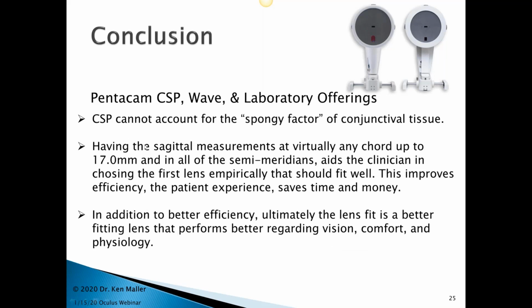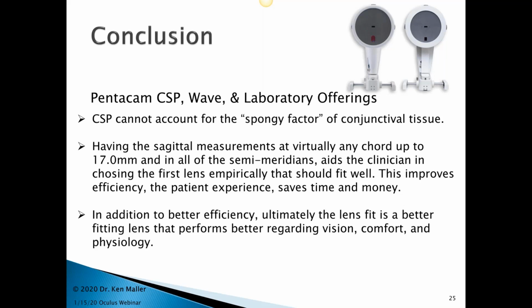The one thing the CSP cannot do is account for the spongy factor of the conjunctival tissue. These lenses do really settle. So what we want to do is align the lens with the actual scleral shape, but take into account that we know they're going to settle down into the conjunctiva. Some a little bit, and some will settle quite significantly. So sometimes I find myself going back and adjusting the lift centrally to create a little bit more, because the lens settled down more than I was expecting it to.